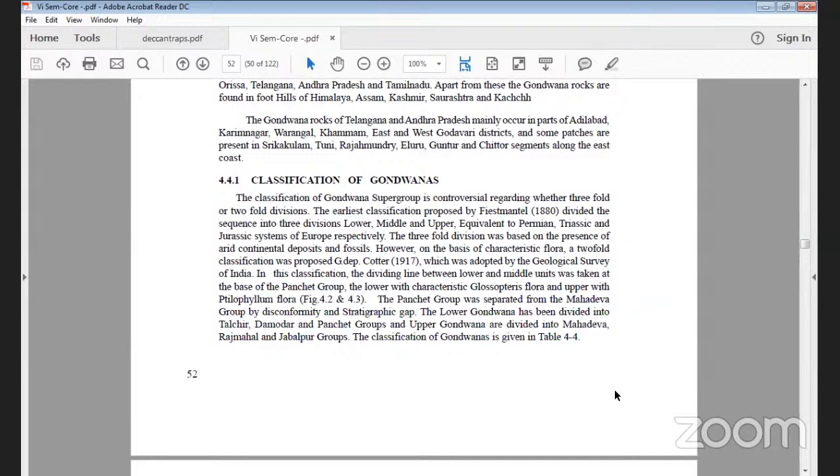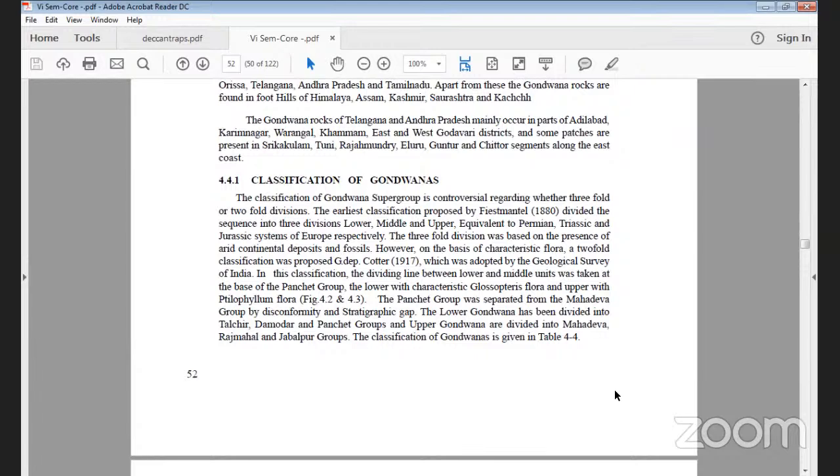The classification of the Gondwana supergroup is very controversial, whether a threefold or a twofold division. The earlier classification was proposed by Feistmantel in 1880, which divided the sequence into three divisions: lower, middle, and upper, equivalent to the Permian, Triassic, and Jurassic systems. The threefold division was based on the presence of continental deposits with fossils, on the basis of characteristics of the flora.